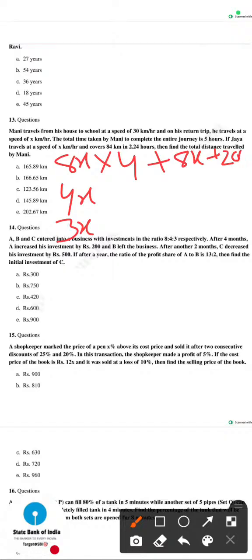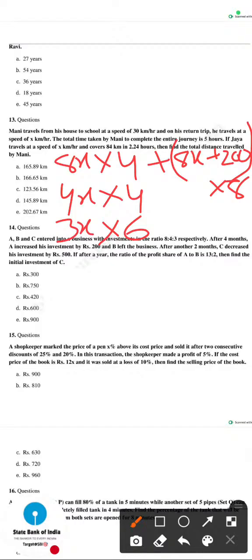8x plus 200 for 4 months completed. The next one will be 8 months, and B left. So B worked for only 4 months. After 2 more months, means 6 months completed, remaining only 6 months. This is given. Find the initial investment. The profit ratio of A is to B is 13 is to 2. First we need to get the ratio from all these three.